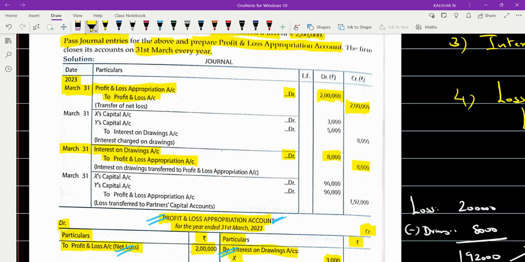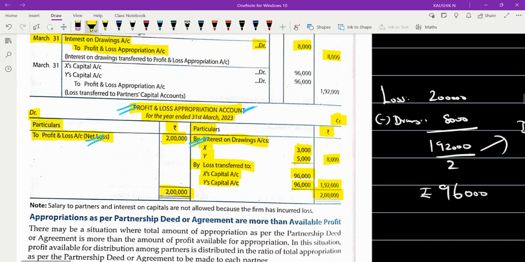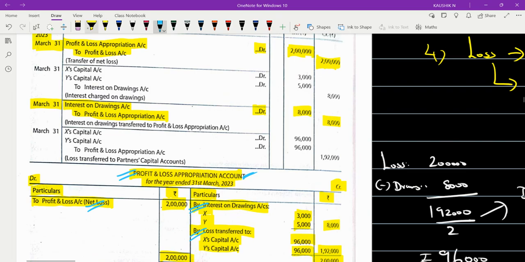Okay, so the next one, if you see, we are distributing the loss. The loss is getting distributed on the credit side, to the partners' capital accounts. So what is the account to be debited? Partners' capital accounts should be debited, and the P&L appropriation account should be credited. That is the entry you're passing. On the same date, 31st of March, partner X's capital account is debited and Y's capital account is debited, with the value of 96,000 each, to profit and loss appropriation account 1,90,000.